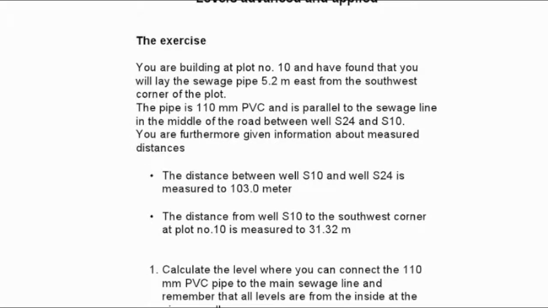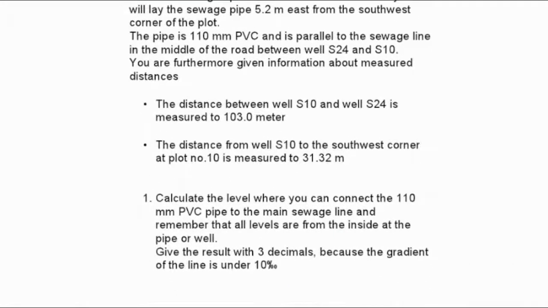We are still building at plot number 10 in Utterslev Mose. And what we have to do is calculate the level where you can connect the 110mm PVC pipe to the main sewage line. And we must remember that all levels are from the inside of the pipe or well. We have to give the result with 3 decimals because the gradient of the line is under 10 promille.